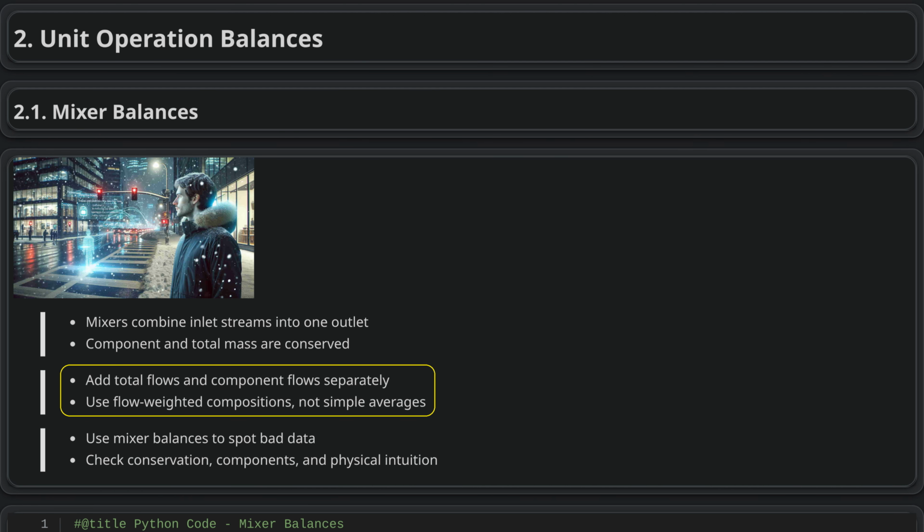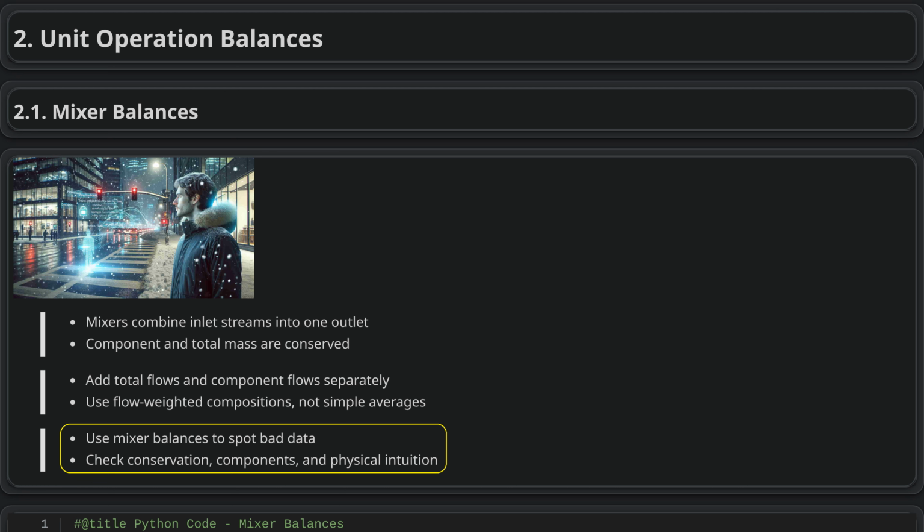In a mixer balance, track both the total flow and the flow of each component. The mixed outlet flow equals the combined inlet flows, and each component leaves in the total amount contributed by all inlets. For concentrations, the outlet is a flow-weighted mixture, not a simple average, unless the inlet flow rates are equal. Accurate calculations require considering both how much stream enters and what each stream contains.